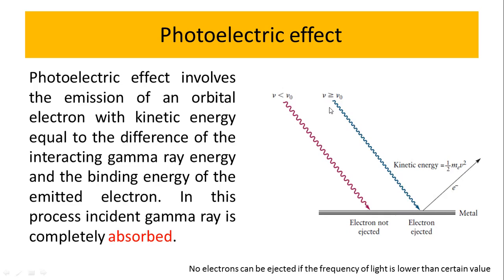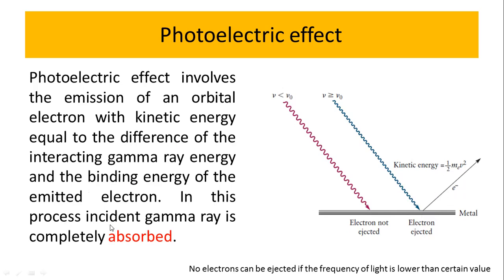So some of the energy is used to remove the electron, and the rest of the energy from the gamma ray is imparted to the electron, and the electron is removed with the kinetic energy, which is half mv squared. This is the difference between the gamma ray energy and the binding energy of the emitted electrons. It depends on how tightly these electrons are bound to the matter.